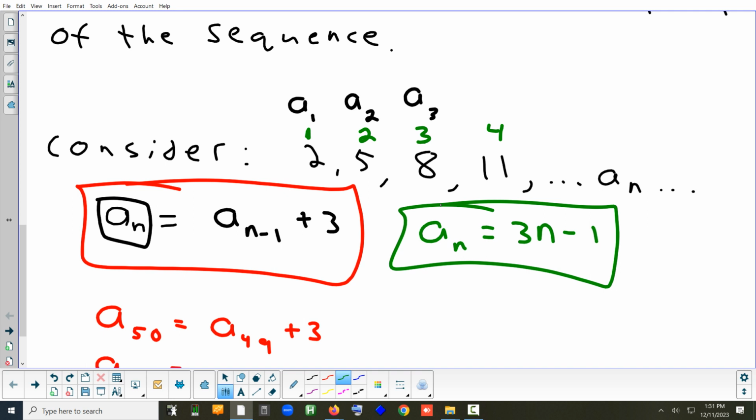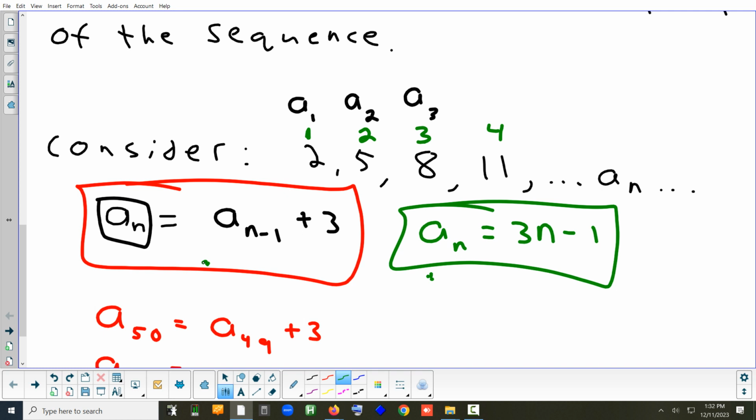Now, to get the 50th term, this is going to be very easy. Take the term position you want to know, 50, and triple it. 150, and then minus 1, 149. So now we know the 50th term is 149. And that's a lot easier than trying to think of it this way. They're both correct. This is better.